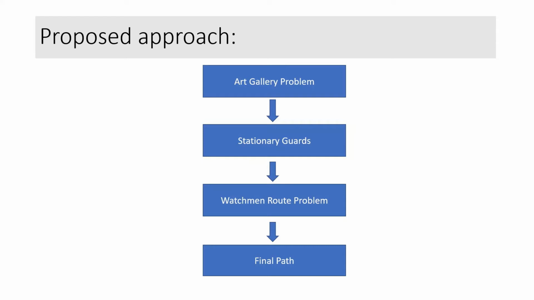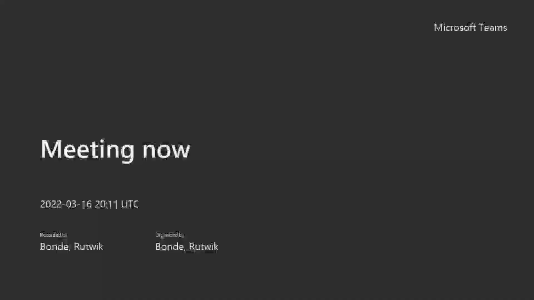As far as we have researched, this is a novel approach, and we came up with a solution just like I introduced a while ago. And so far in our project, we have done the art gallery problem, and we have found the stationary guards needed in their optimal locations using methods that Rutvik will now explain. So this is the general proposed approach, and I'll now pass it on to Rutvik. Thank you.